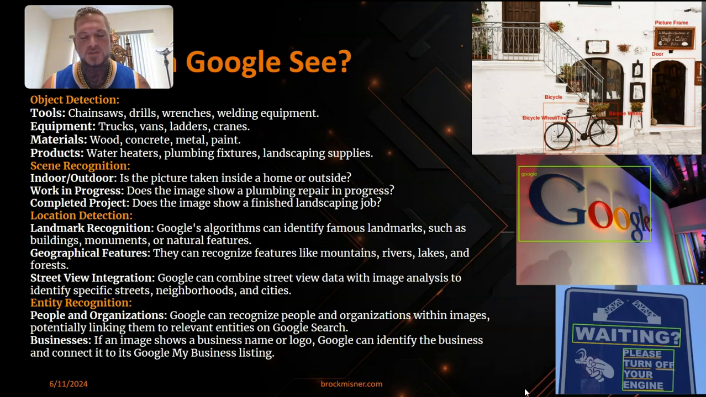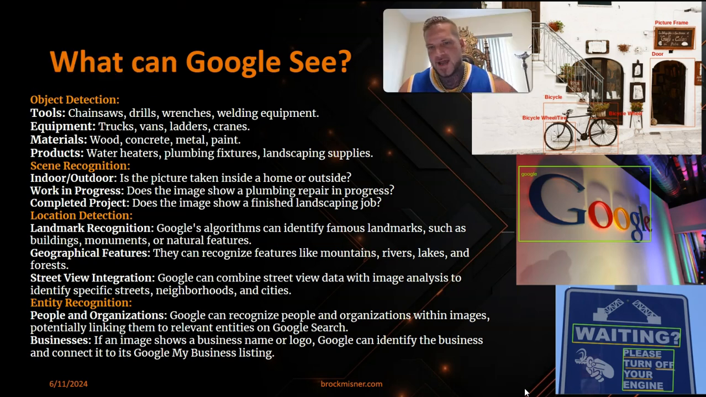What I've seen most impactful today is what the actual image contains. Let me tell you that again. It's the image itself and what is contained inside of that image. Main thing, we've got object detection, like chainsaws, drills, equipment, materials, products, right? You've got scene recognition. Is it indoor, outdoor? Is it a work in progress? Is it a completed job?